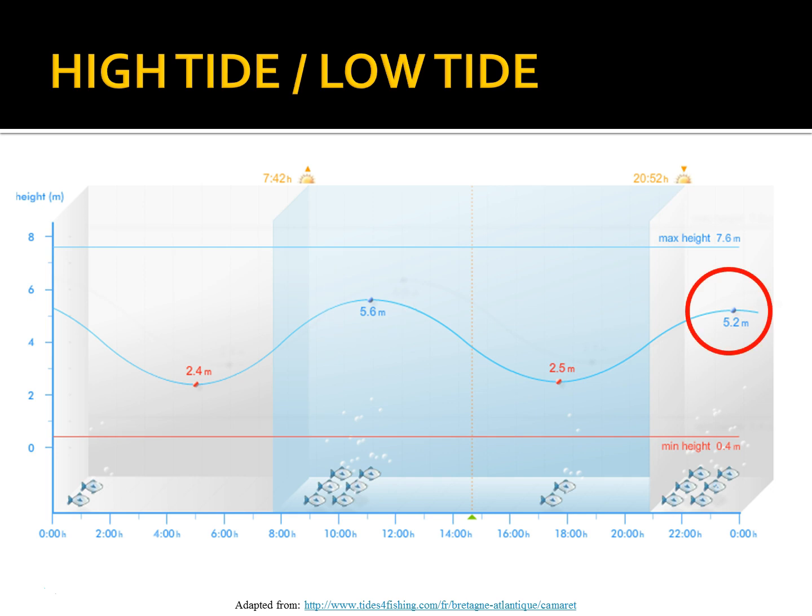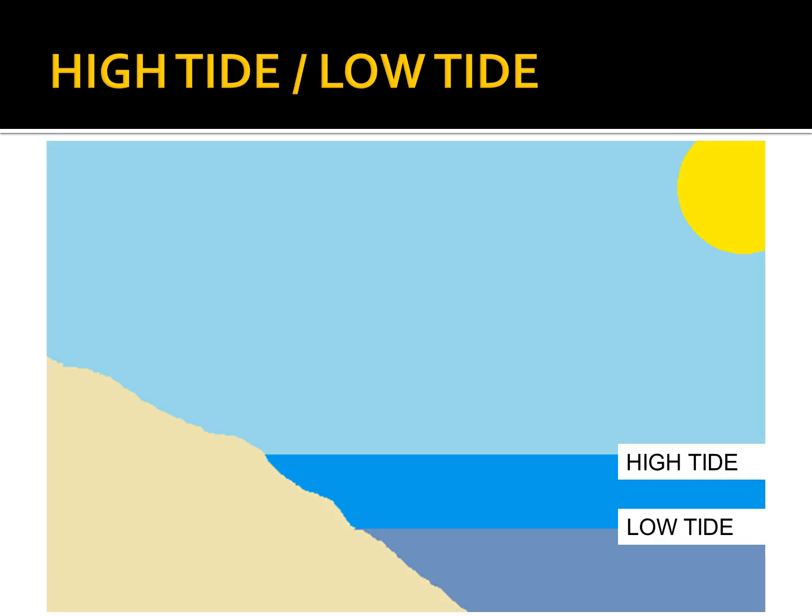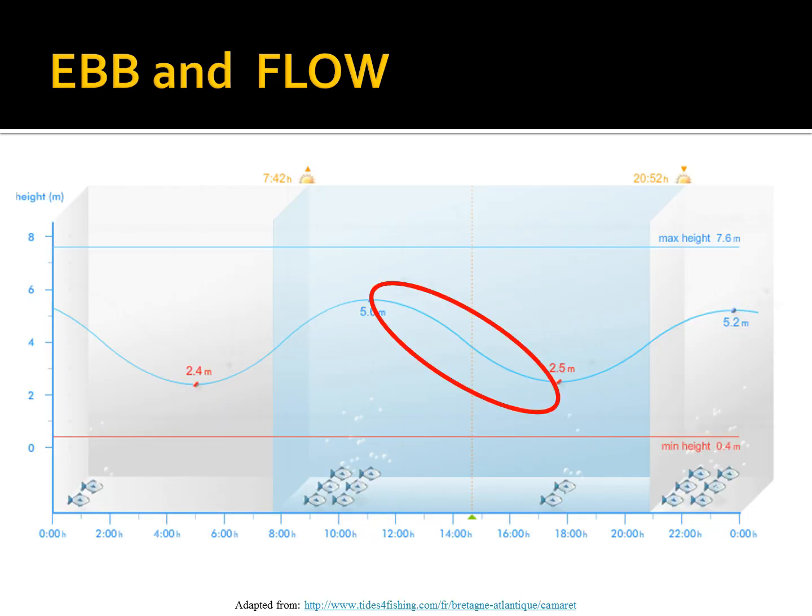tonight. Today the tidal coefficient is 45, which is a relatively low value. This means that the tidal range, or the difference between high tide and low tide, will be lower than on other occasions. The ebb is when the tide is going down. The tide is said to be ebbing.